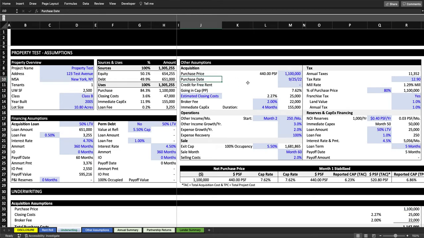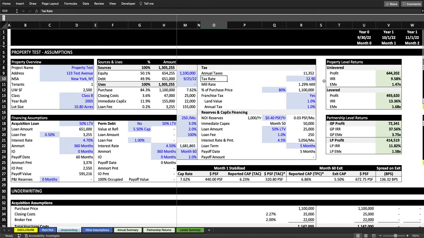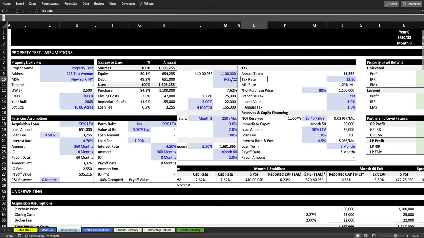And then for the purchase date, that purchase date is going to be what drives the rest of your calculations in terms of the dates. So you'll notice whatever you put here, it's going to take the month of your input, and it's going to take the last day of that month, and that's what quote unquote year 0 is going to be. That is going to be when you're essentially buying the asset.